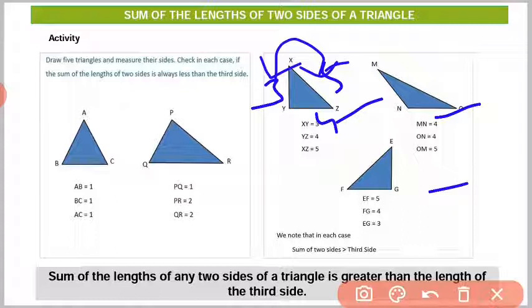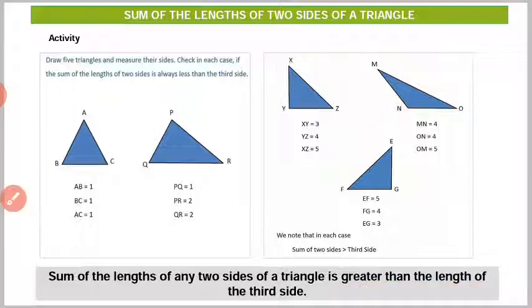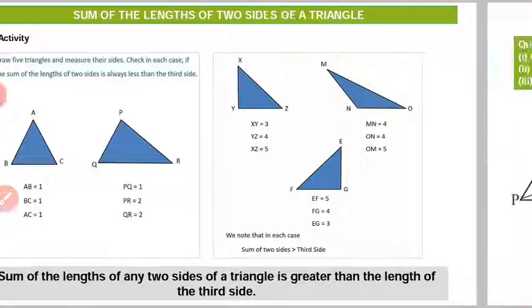Similarly, in all these triangles, we see that the sum of any two sides is always greater than the third side. So this statement is wrong, that the sum of the lengths of two sides is always less than the third side. This is wrong. So we can conclude that the sum of the lengths of any two sides of a triangle is greater than the length of the third side. It is always greater than the length of the third side.